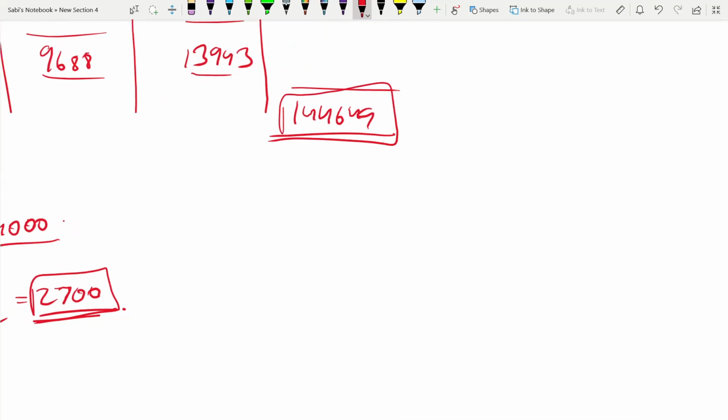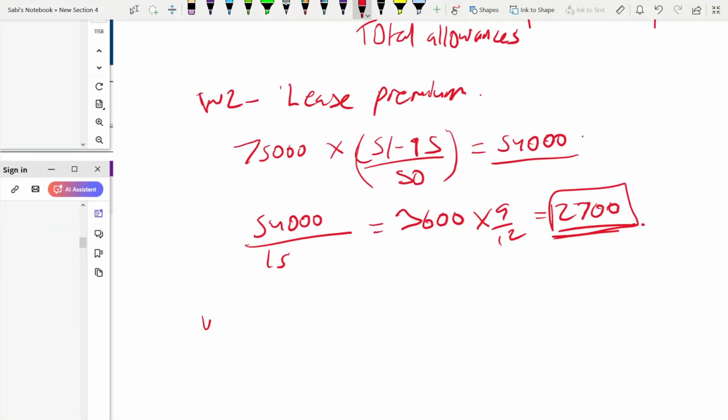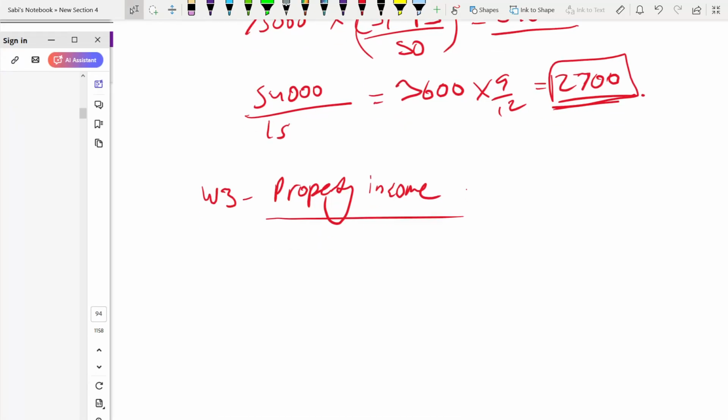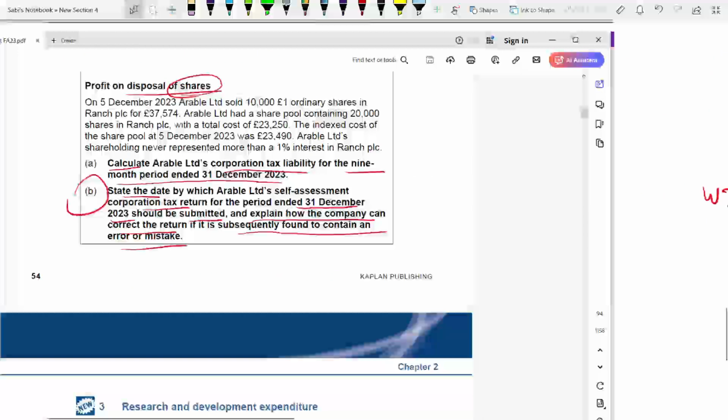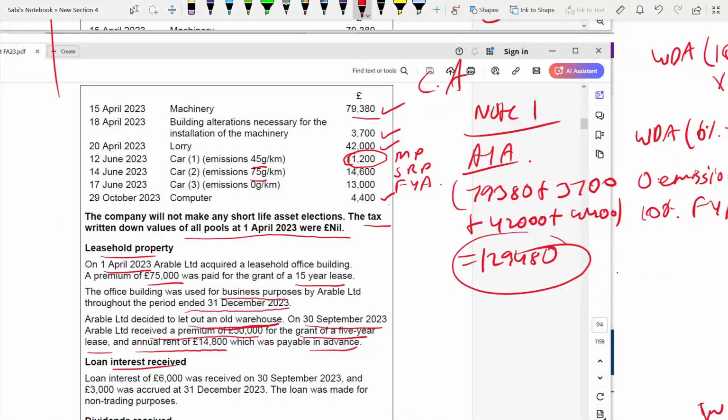Next, working 3, property income. So here you get a premium. They have let out an old warehouse, from which they are getting a premium. They are not paying it. So they received a premium of 50,000. Annual rent is 14,800. 5-year lease.